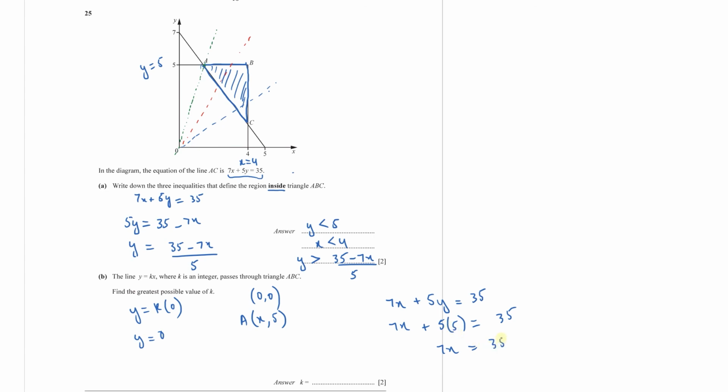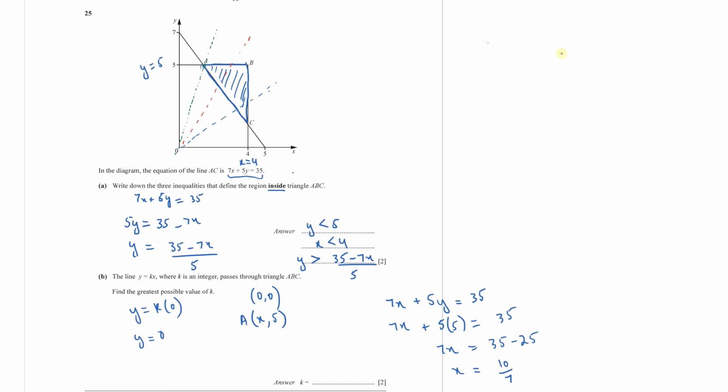If I take 25 to the other side, I get 50, 35 minus 25. So I get x equals 35 minus 25 over 7, which is 10 over 7. So now I know that my x coordinate of A is 10 over 7, and now I can calculate the gradient of line y equals kx.